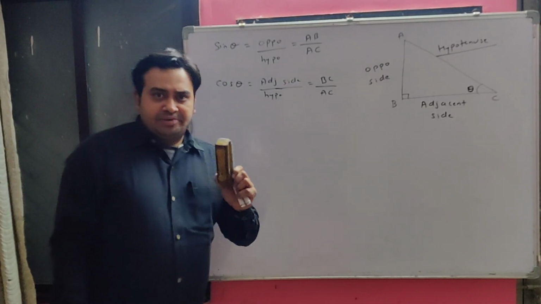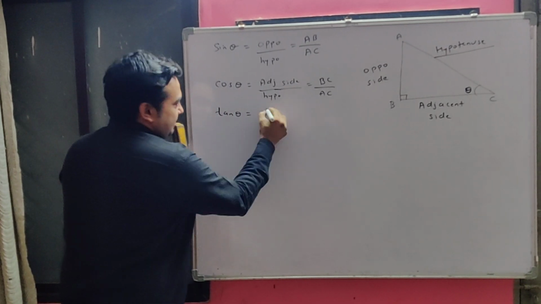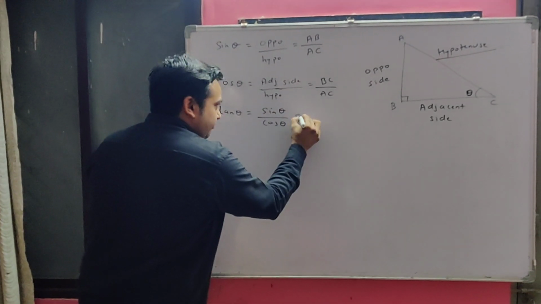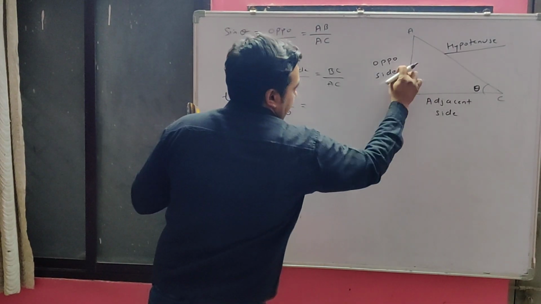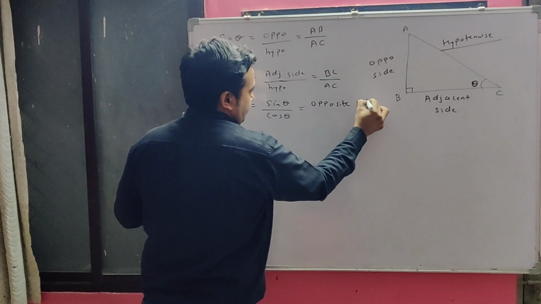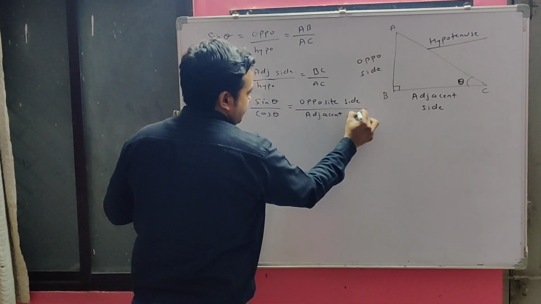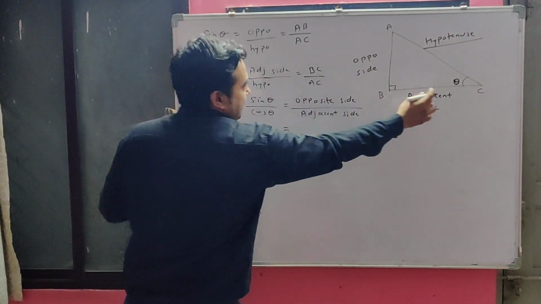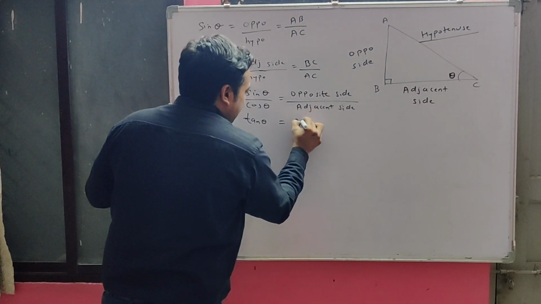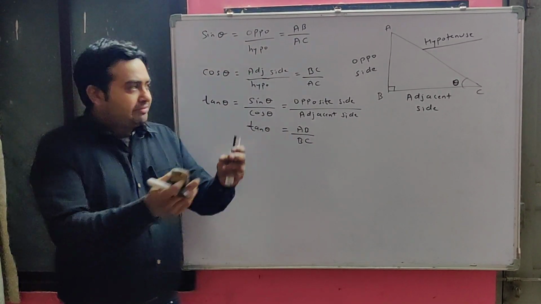And the third formula, third trigonometry function for this trigonometry triangle is tan theta. Tan theta will be the ratio of sine theta by cos theta. Another formula with respect to the triangle will be opposite side by adjacent side. And with this triangle we can say formula is tan theta will be AB upon adjacent side BC. The basic formulas for trigonometry will be like this.